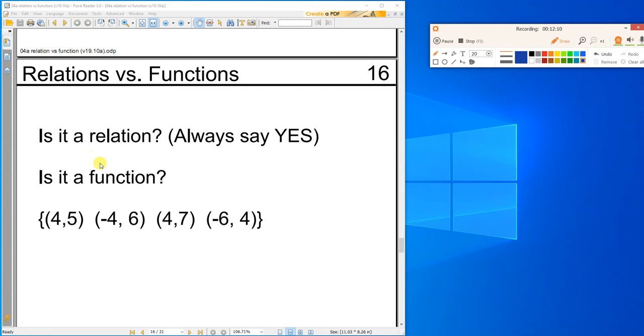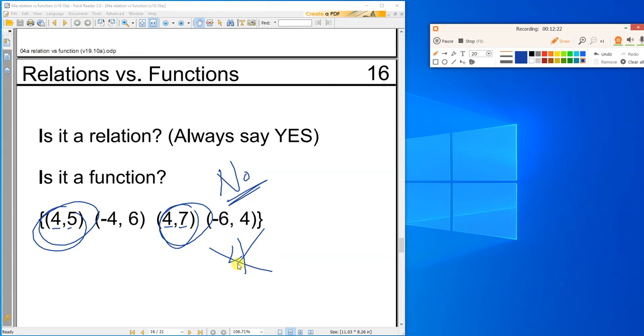They're all relations. Is this a function? Let's look at this. 4 takes the 5. That's cool. Uh-oh, 4 takes the 7. Right here, you see that? 4 takes the 5. 4 takes the 7. No, that's not cool. Number 4, you're so bad. No, number 4. No, no, no.